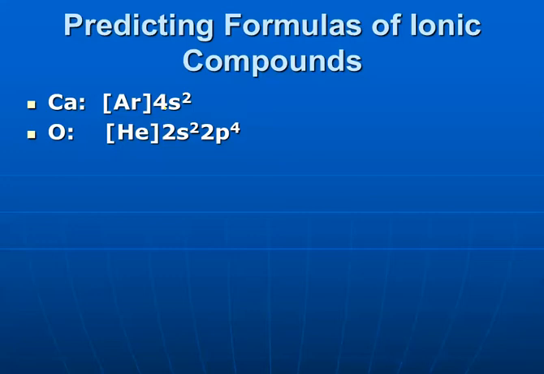Remember, ions are trying to achieve an outer valence shell of 8 electrons for the most part, except for those transition metals. So here we have the configuration of calcium, excuse me.